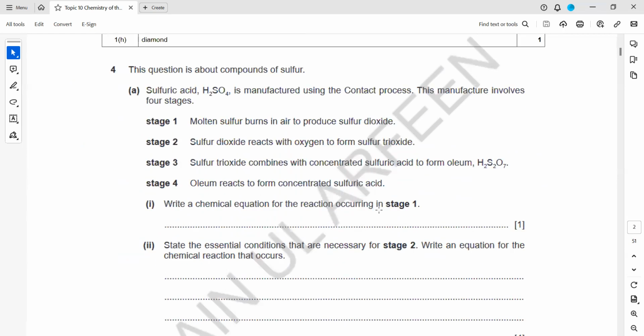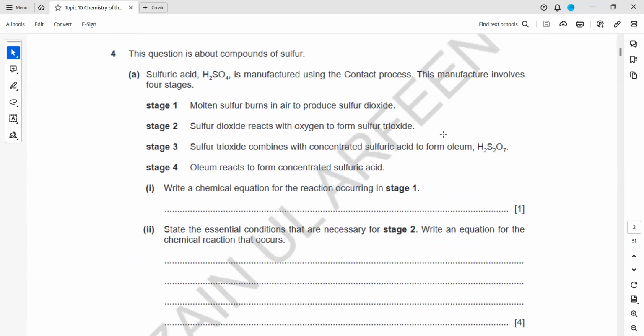The next question is about the compounds of sulfur. Sulfuric acid is manufactured using the contact process. The manufacture involves 4 stages. Molten sulfur is burned in air to produce sulfur dioxide. Sulfur dioxide is reacted with oxygen to form sulfur trioxide. Sulfur trioxide is combined with concentrated sulfuric acid to form oleum. And oleum is reacted with water. So oleum actually dissolves in water.